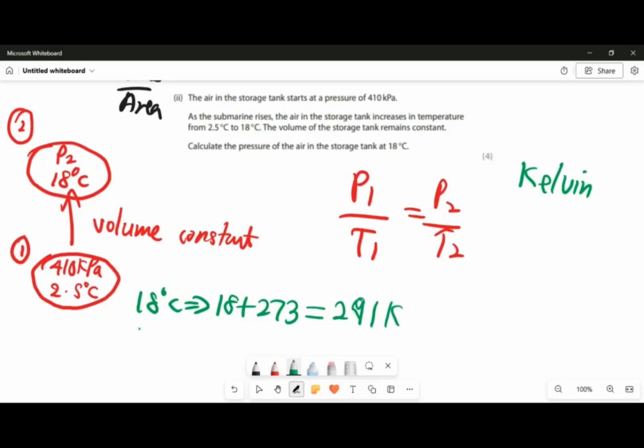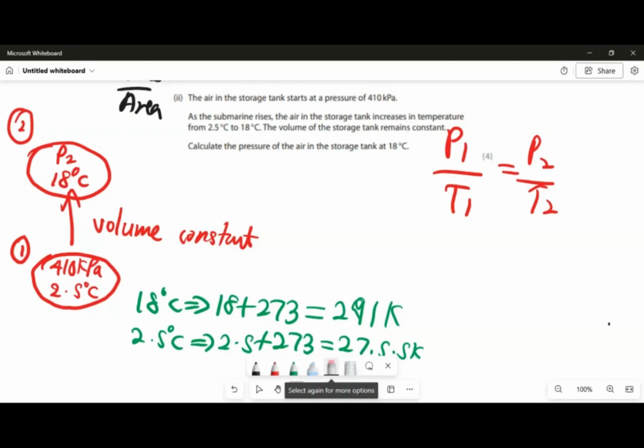And next we'll convert 2.5 degrees Celsius into Kelvin. That is 2.5 plus 273, that is 275.5 Kelvin. So I'll note down the temperatures here. In the second instance, the final temperature is 291 Kelvin, and in the initial instance, the temperature is 275.5 Kelvin. Then we shall apply the values into this equation and get the final answer.